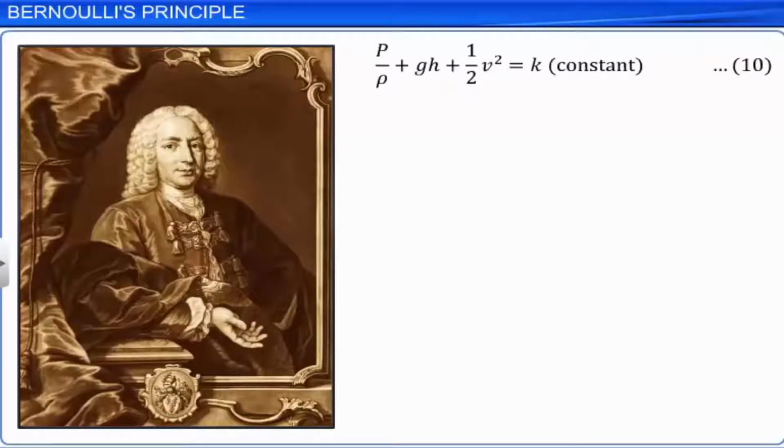We can also represent this equation as P plus ρgH plus half ρV square is a constant. Thus, in a streamlined flow of an ideal liquid, the sum of the pressure energy per unit volume, potential energy per unit volume, and kinetic energy per unit volume is always a constant at all cross-sections of the liquid.